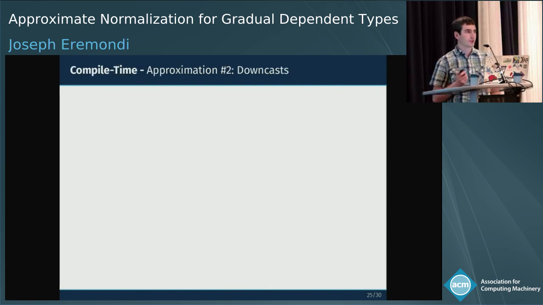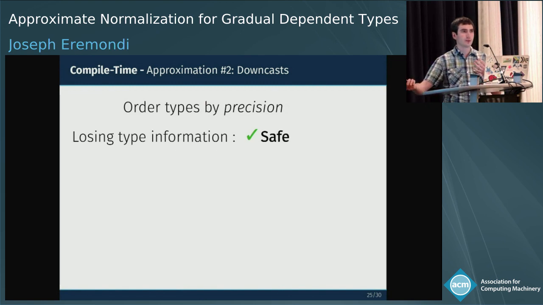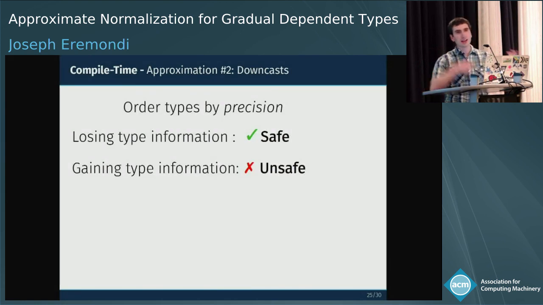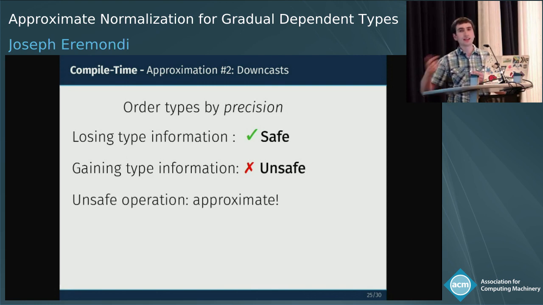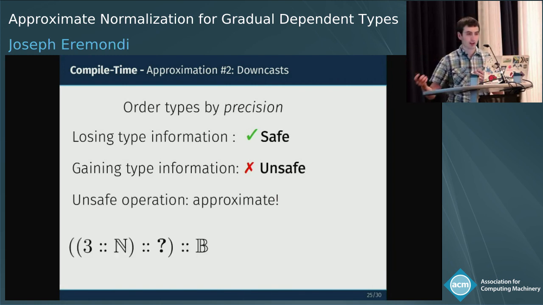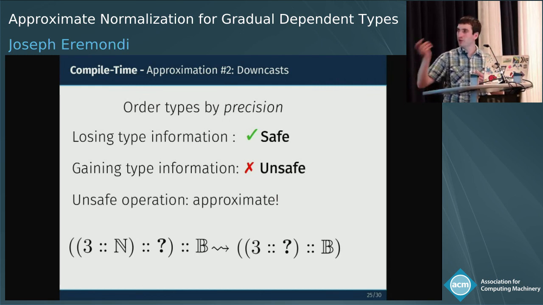The second approximation we have to make is with downcast, and this accounts for these type errors, which is our types are ordered by precision. And it's always safe to lose information. We can say, well, I know this is an integer, but I'll forget that it's an integer, treat it as unknown. But we can't go the other way around. If something has unknown type, we can't necessarily treat it as an integer. And so anytime at compile time, when we're moving downwards in this precision direction, we approximate. So for example, if we have 3 and we're converting it from a nat to a bool by going through the unknown type, we succeed when we go from nat to unknown, but we have to approximate when we go from unknown to bool because we don't know that that will succeed.